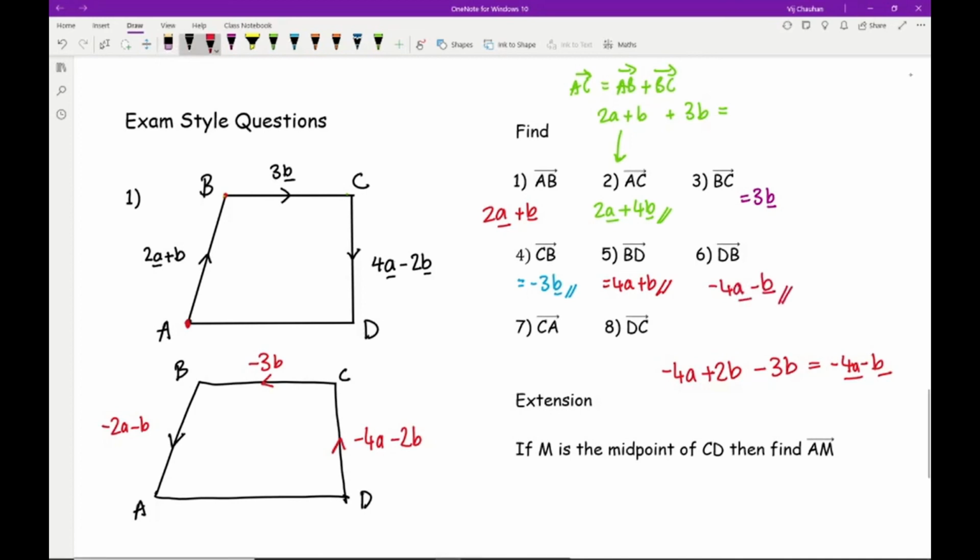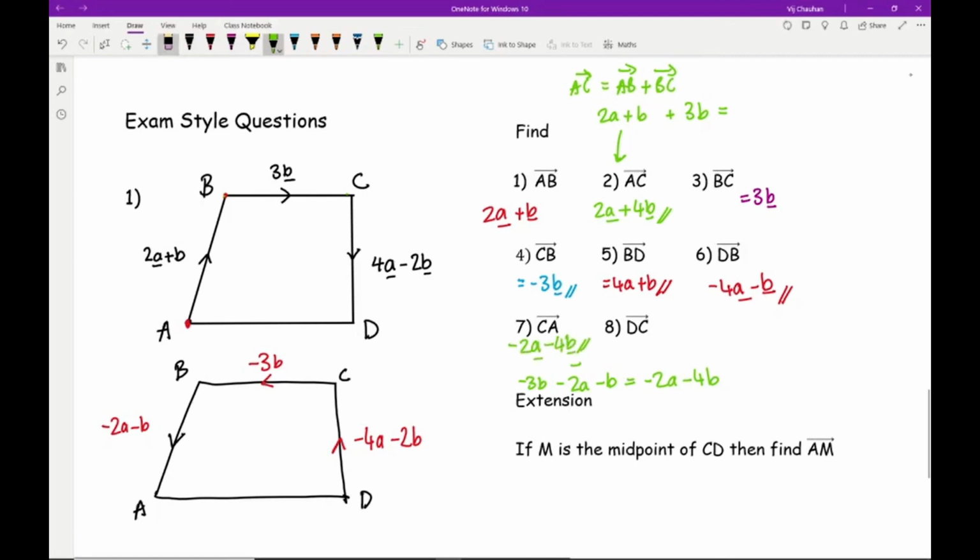And there's our answer there. Now to get from C to A is going from C to B plus B to A, and so C to B is minus 3B, and B to A is minus 2A minus B, and if I join that all together I get minus 2A minus 4B. So the answer I should have for question 7 is minus 2A minus 4B.